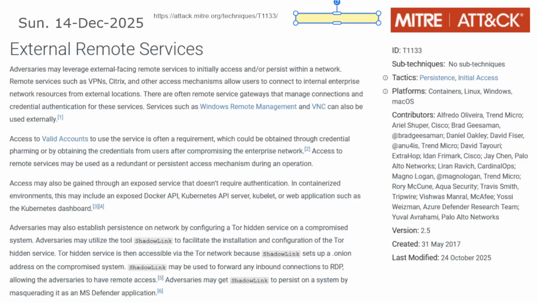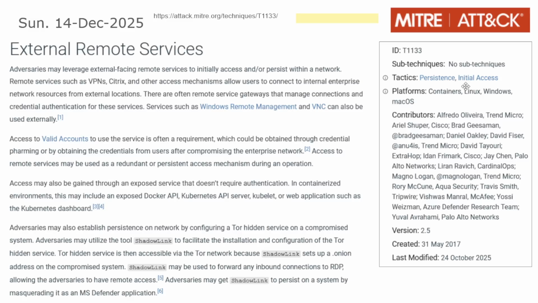Technique number is T1133. No sub-techniques. We are here in persistence, but more importantly, as far as I can tell, we are in the initial access phase here. Platforms are containers and typical operating systems. Contributors, you have a whole lot. We see Trend Micro, again Trend Micro, Palo Alto Networks, again Trend Micro, McAfee, Palo Alto Networks. Okay, so those are the well-known security providers.